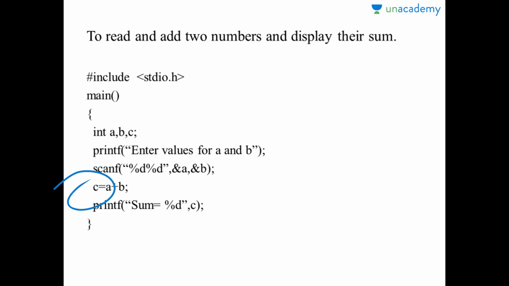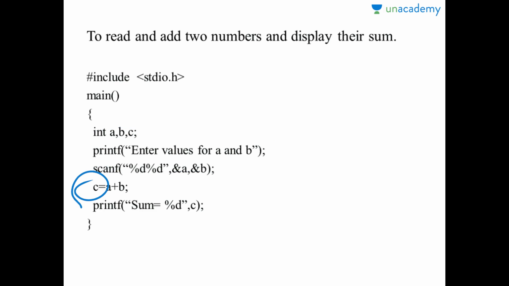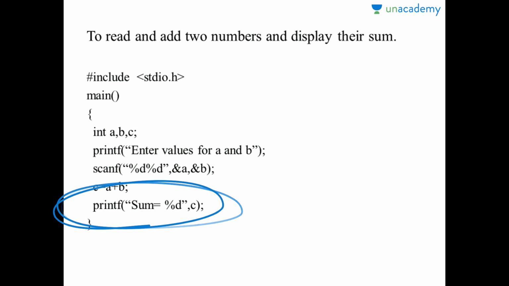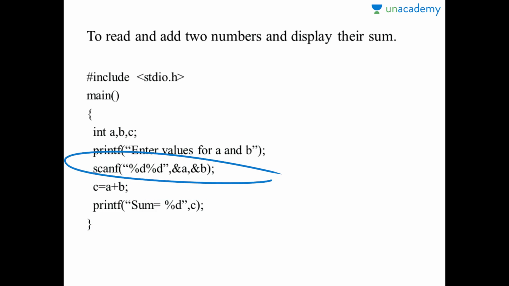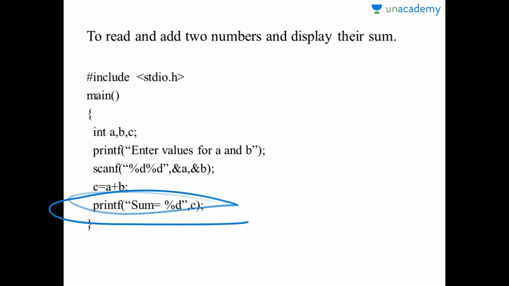Now the last statement is printf. Here the printf function does the same job as defined above. That is, it also prints the value. The value of c is going to be printed with this statement, that is, our sum. So what happens here is it reads the numbers, it adds the numbers, and it displays the sum.